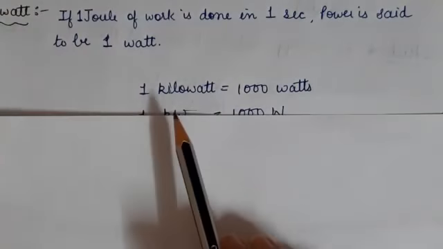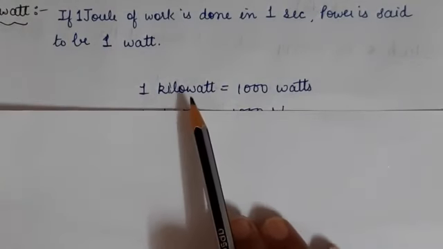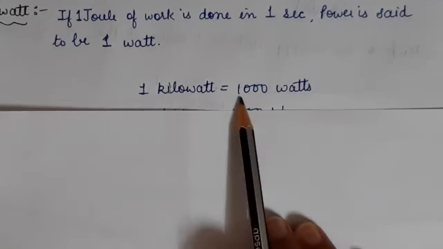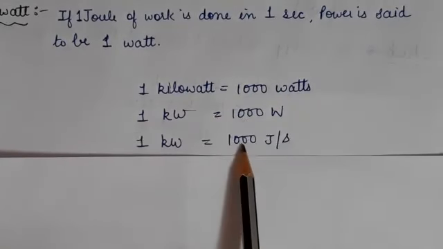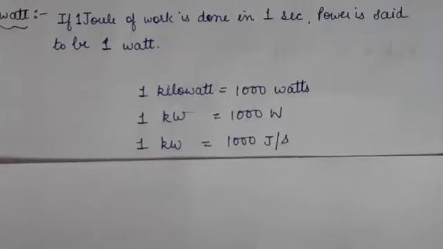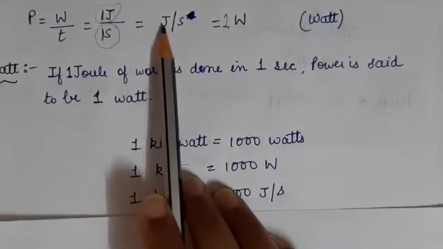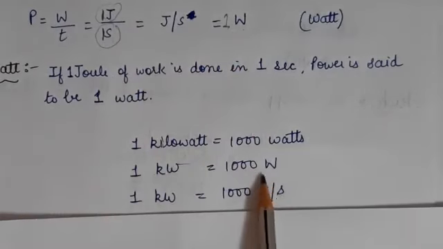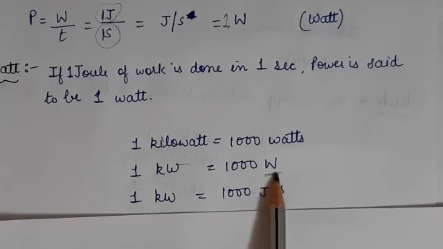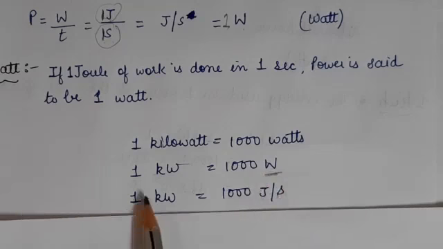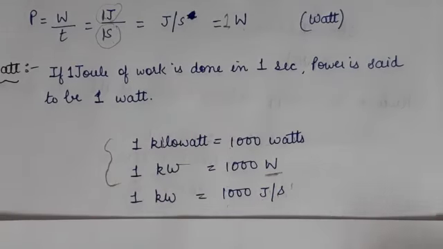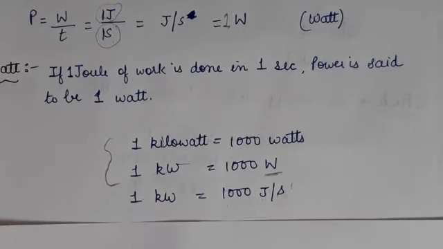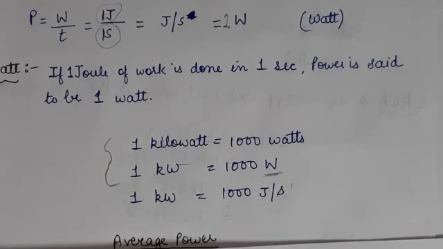There is one bigger unit also, kilowatt. 1 kilowatt is equal to 1000 watt, or we can say 1000 joule per second. Why joule per second? Because we already discussed joule per second is watt. So I have simplified this watt, that is joule per second. So 1 kilowatt is 1000 watt, or 1000 joule per second. Clear? This is the bigger unit of power. Clear students? So this was all about power.